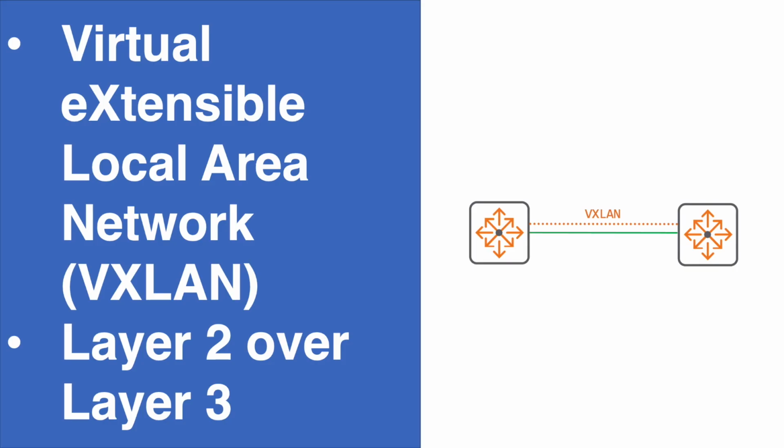VXLAN is an abbreviation of Virtual Extensible Local Area Network. It's a way of carrying layer 2 frames over a layer 3 network. Please note, VXLAN is all caps in the RFC, so none of this lowercase x nonsense or any of those other permutations that I've seen, please. It's all caps, we're so excited we're shouting about it.